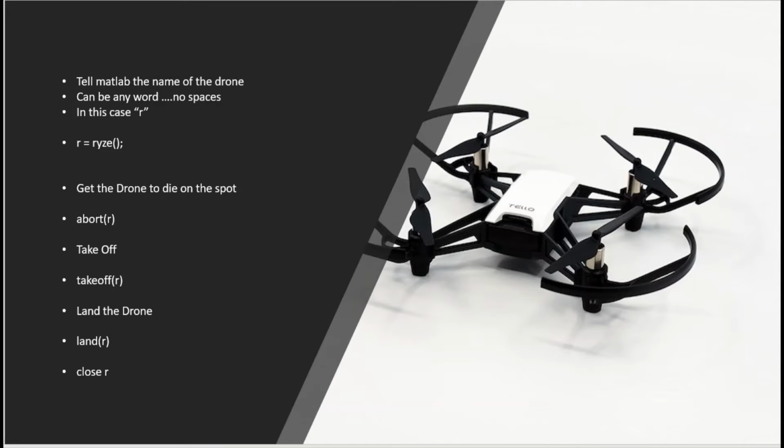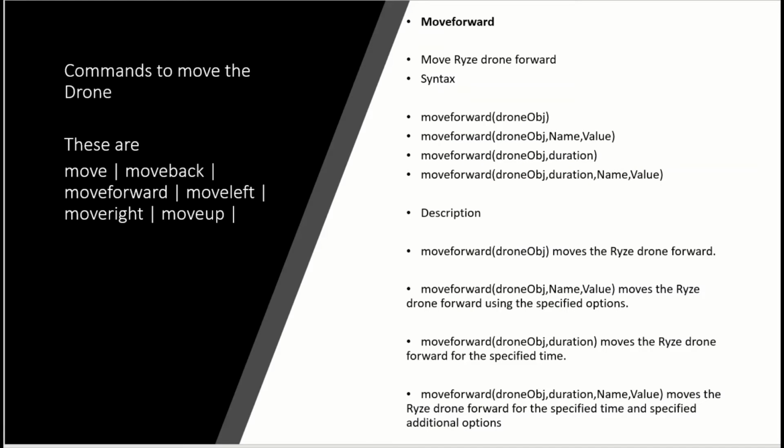And we can then move on to the next thing. So the next thing is we've got different ways of moving the drone. So we've got move, move forwards, with object drone being whatever you've called it. So if you called the drone R, then this would be R in here. If you'd called it Ben, that would be Ben. Depends what you want to call it.